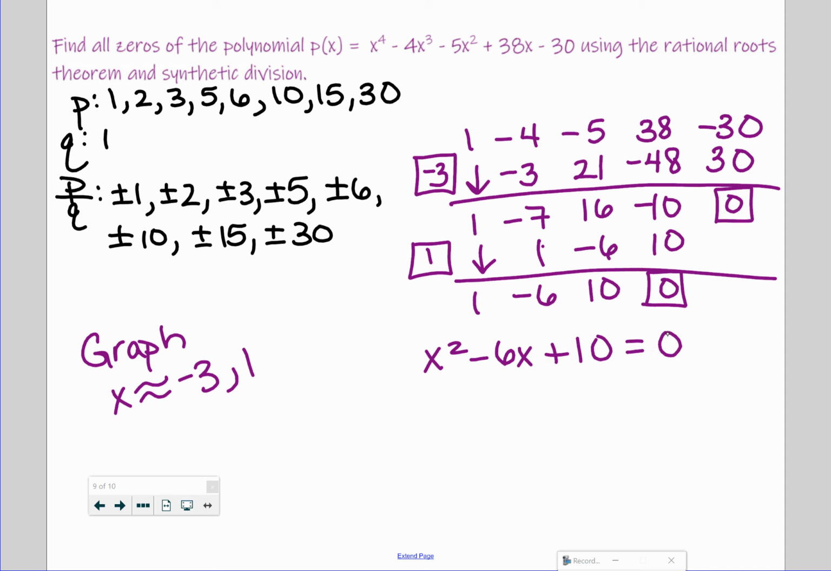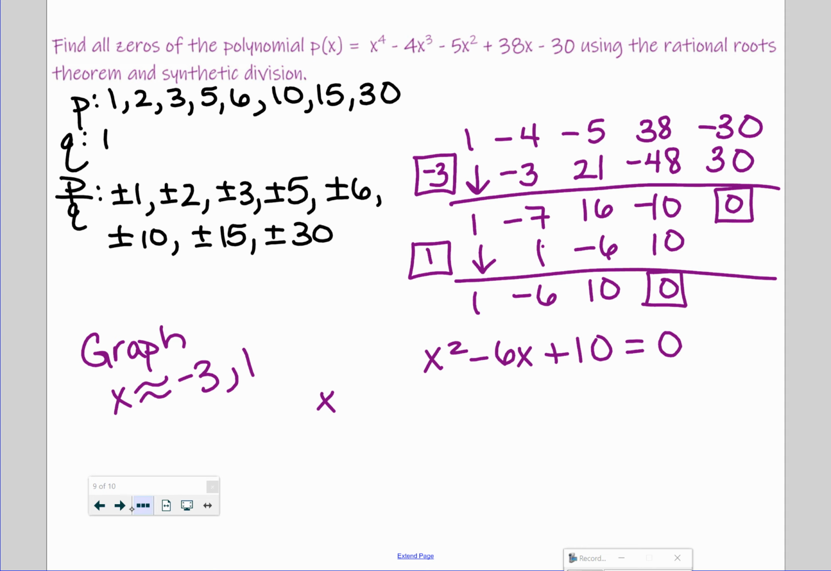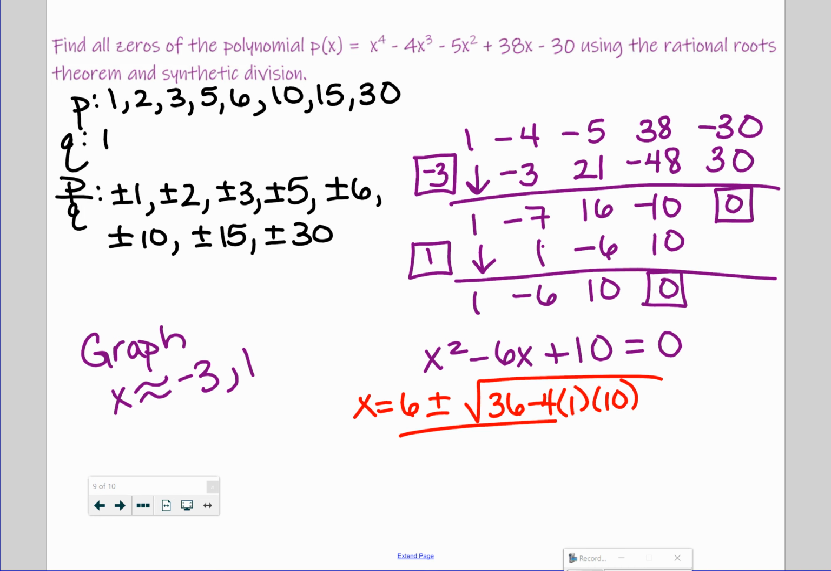Let's factor it. Two numbers that multiply to 10 and add to negative 6. Unfortunately, it does not factor. All right, so we're going to use our quadratic formula. Get those last two answers. Oh, let me get a different color here. X equals opposite of b, 6, plus and minus square root, b squared is 36, minus 4 times a is 1, times c is 10, all over 2 times a, 2 times 1.